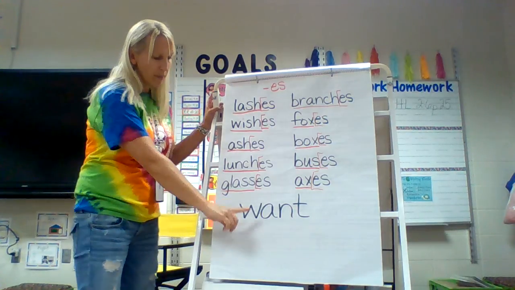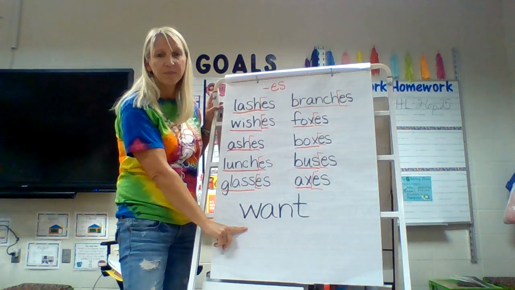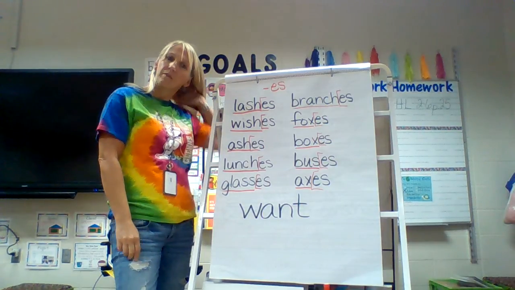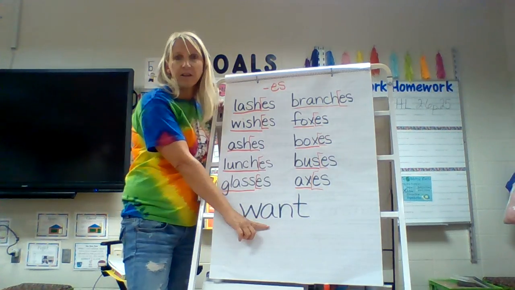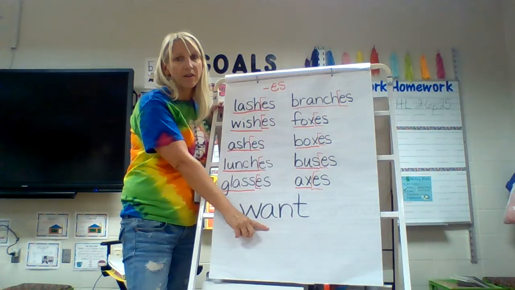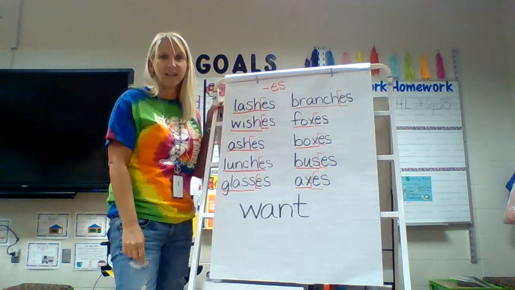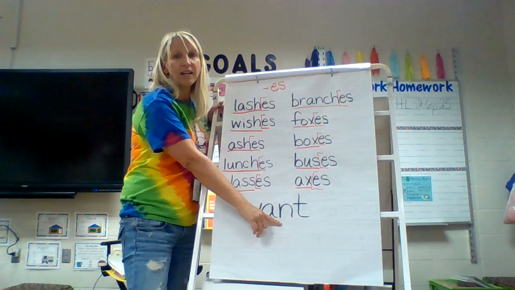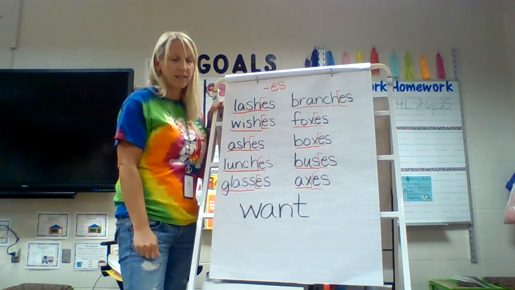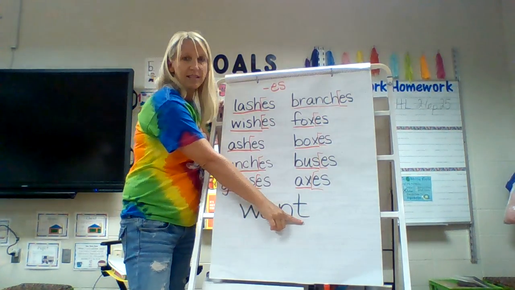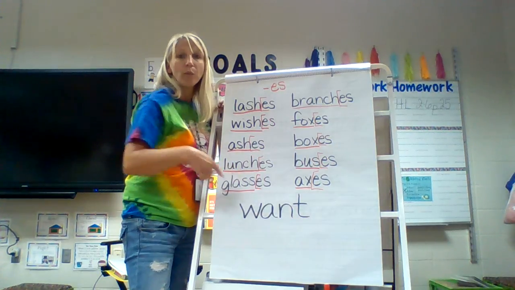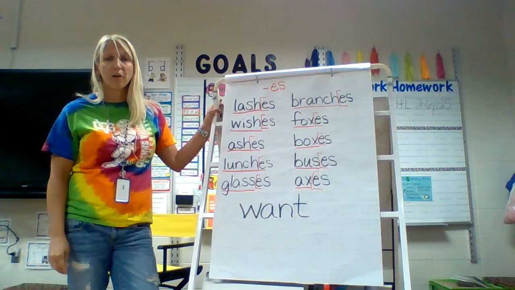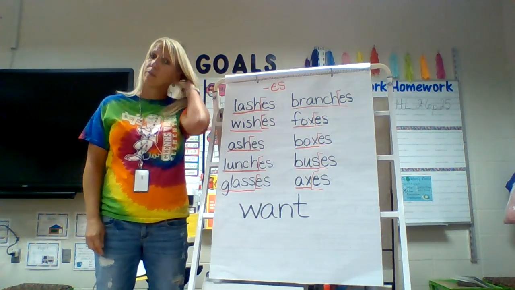Okay, look up your first letter. W, write it. Next letter, A, look up here, write it. Next letter, N, write it. And last letter, T, write it. Now write it 3 times on your own, spelling it as you go.